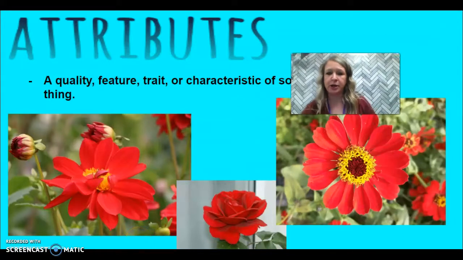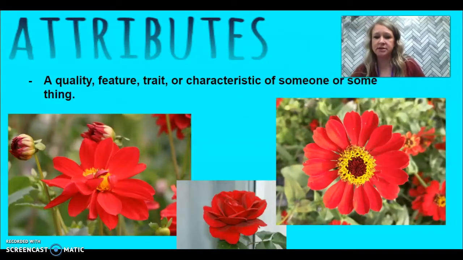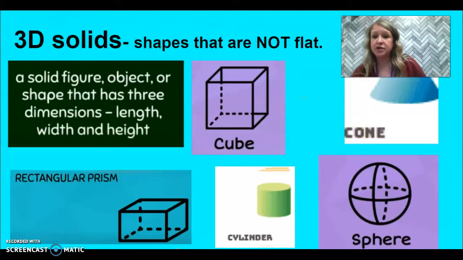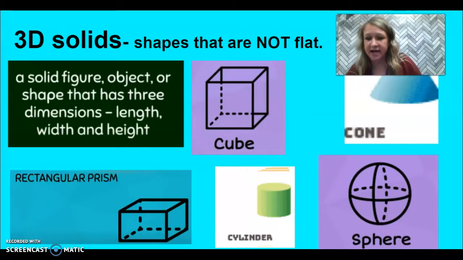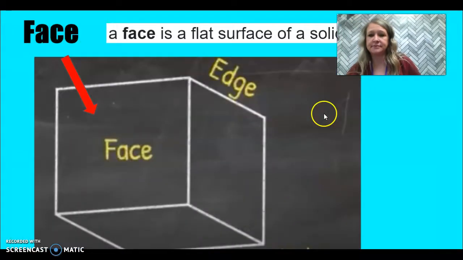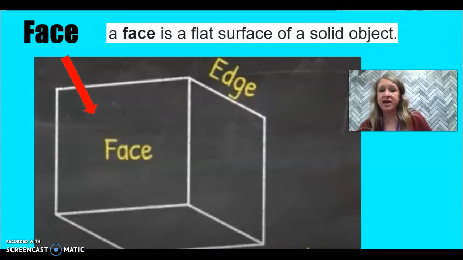Let's review our vocabulary. Say attributes. A quality, feature, trait, or characteristic of someone or something. 3D solids. Say 3D solids. 3D solids are shapes that are not flat. Face. Say face. A face is a flat surface of a solid object. The flat surface.